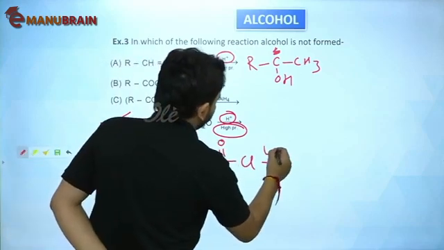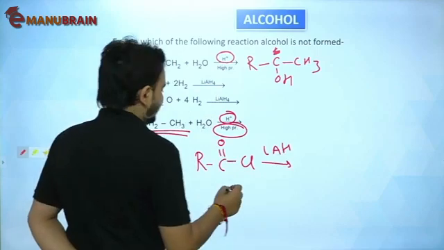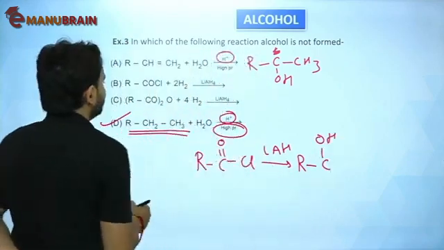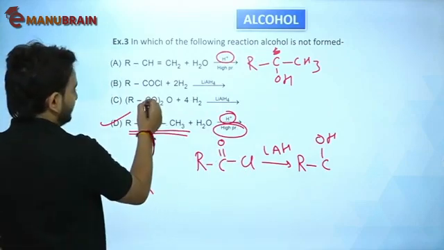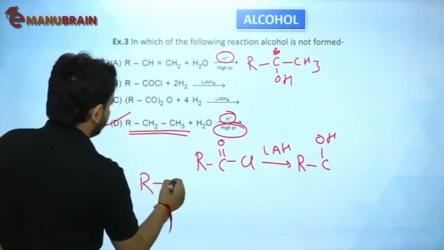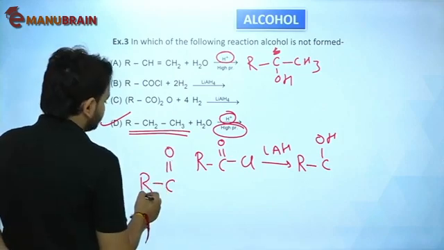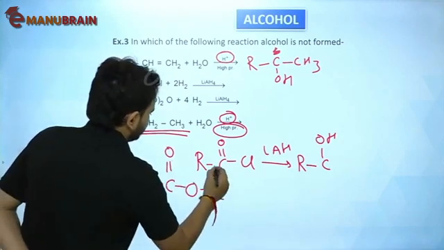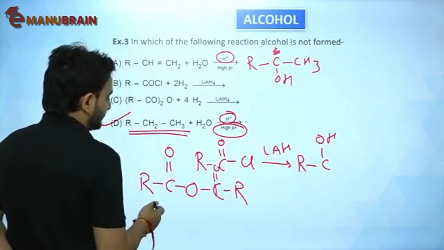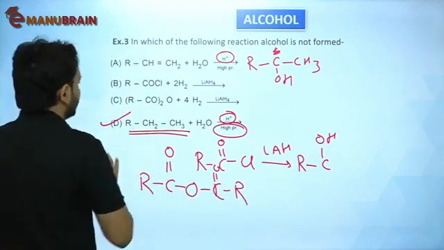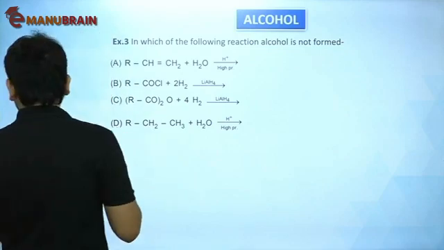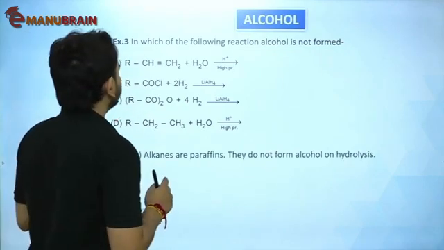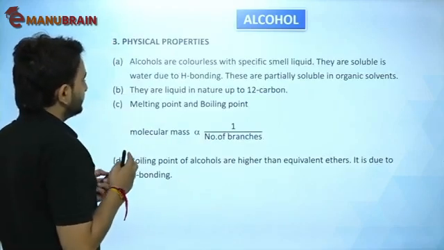RCOCl, when it's subjected to LAH, lithium aluminium hydride, guys, will give you in fact RCH2OH, right? Similarly over here, this is an acid derivative, so RCOOR, right? It will reduce and give you alcohol. I hope you've understood all this, guys. So definitely this will not be able to give you an alcohol. Moving on, guys, to the next question.